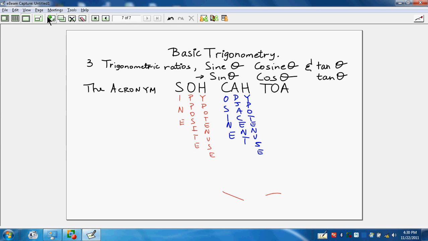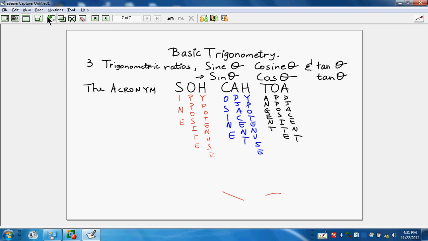And the TOA means that T for tangent or tan is equal to opposite over adjacent. The tangent is opposite over adjacent.